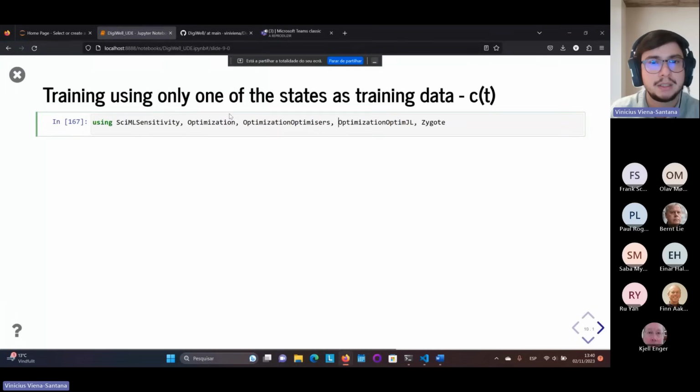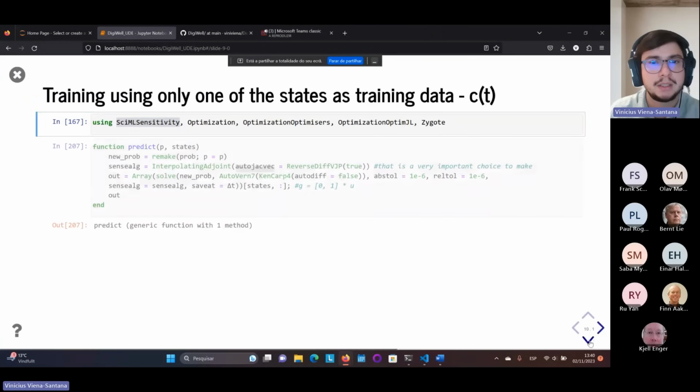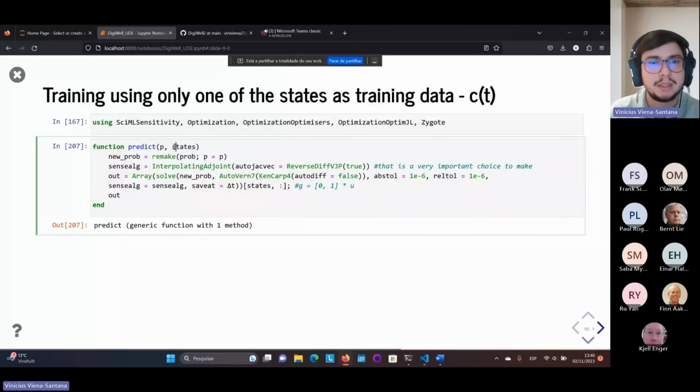So in order to train the model, as I mentioned, we have to solve an optimization problem, and we're going to need optimizers. So I'm loading here a couple of libraries. I'm also loading the SciML sensitivity, which allows us to calculate gradients. And you can see here, I'm setting up my predictive function, which has two arguments, the parameters and the states. So this one here can be an integer because I'm going to show you where it comes in right now. Why am I building this function? Because at every update of my optimizer, I need to update my parameters. So I'm using the remake command to update the parameters of my original ODE problem.